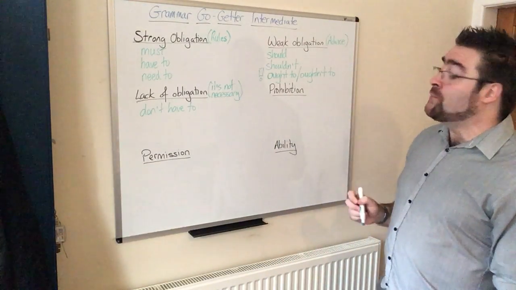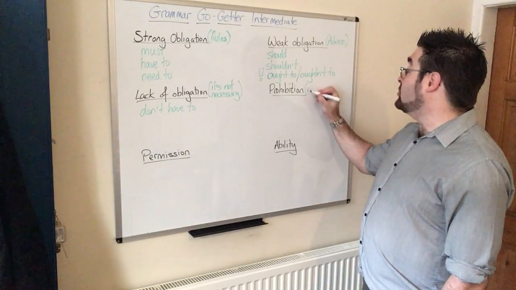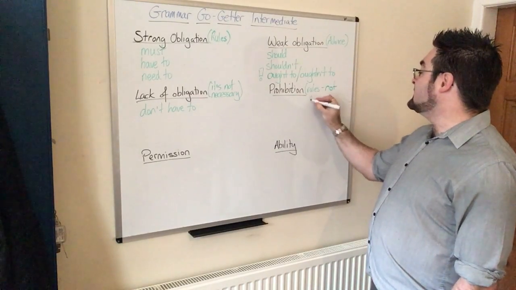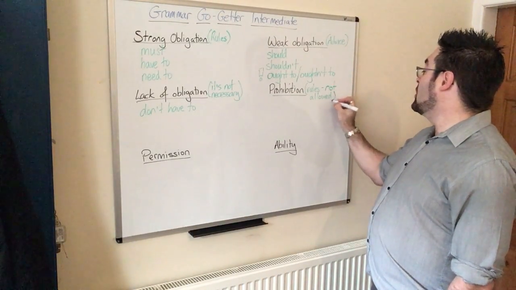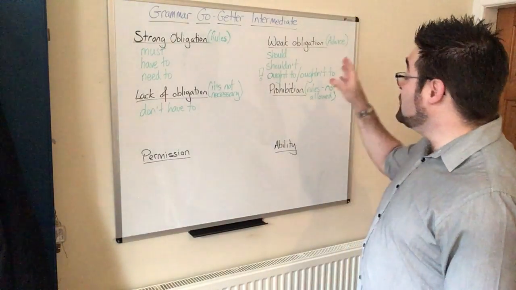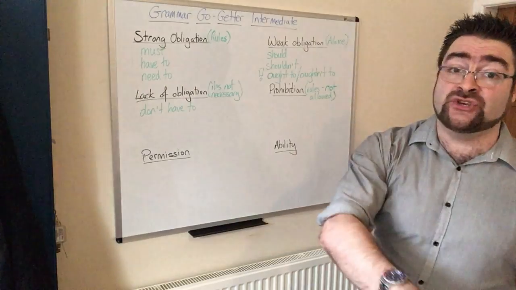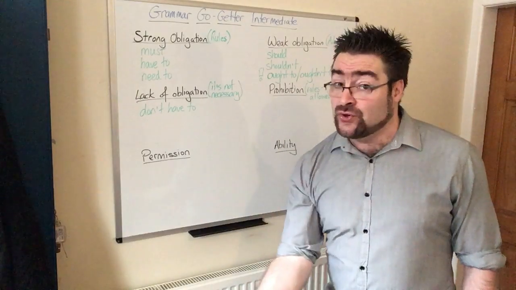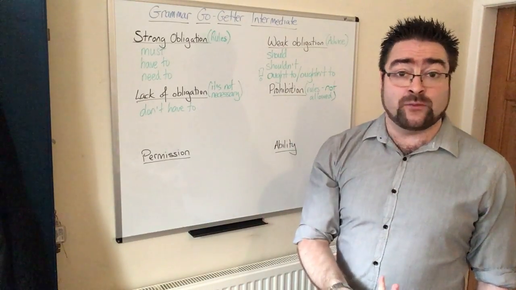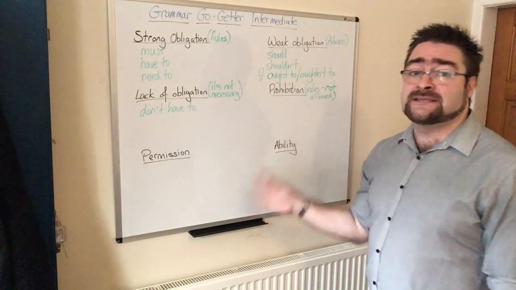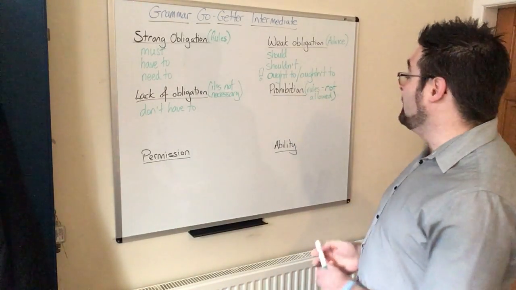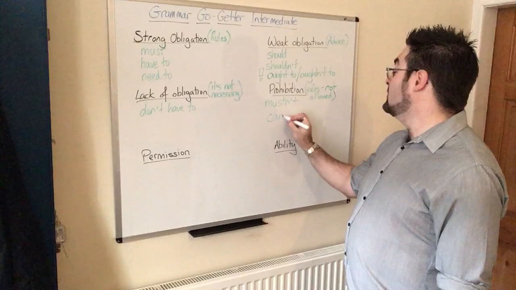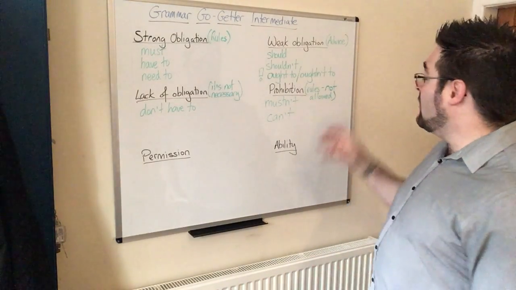Okay, then we come on to prohibition. Now, prohibition is also related to rules, and it means that something is not allowed. If you do this thing, you will get punished or something bad will happen. So notice that here with strong obligation, if you don't do this, then something bad will happen. Here, if you do this, something bad will happen. So, for example, for this we use mustn't or can't.